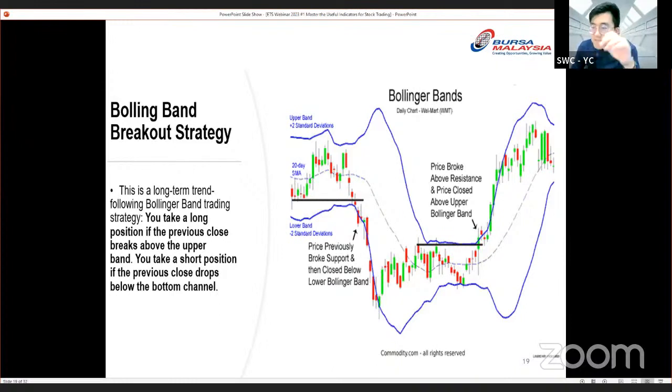It means that a strong wave has started coming in already. This one is provided it breaks up. If it breaks down, then you have to say bye-bye to the stock already, because there's a chance that it might trend down. That one is a Bollinger Band breakdown. This one is a Bollinger Band breakout. So we trade the breakout, we sell the breakdown.